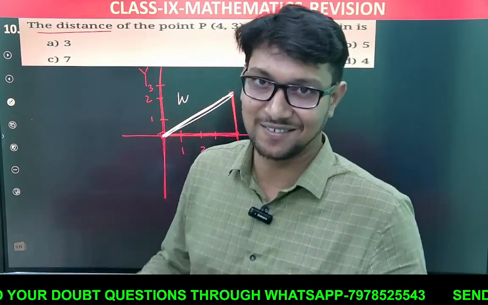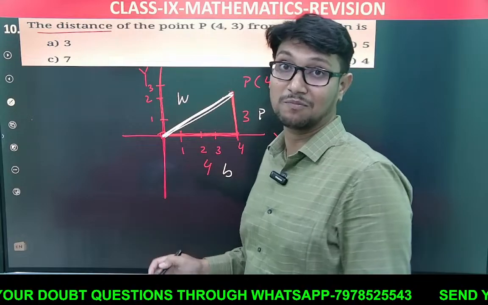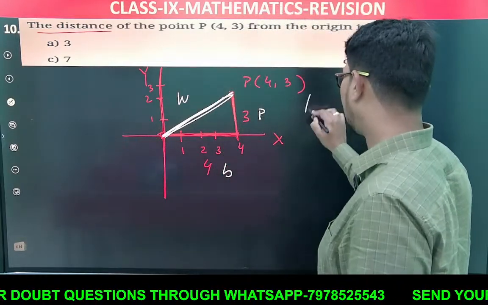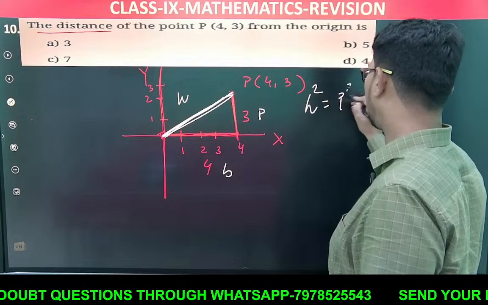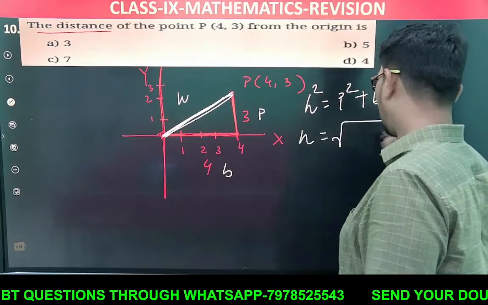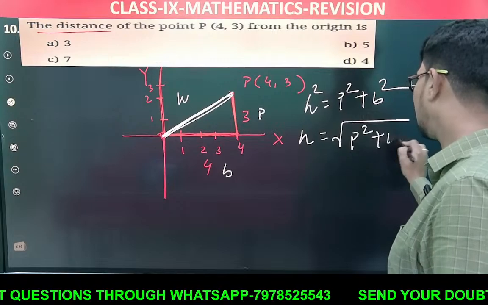You have to look here. This is by Pythagoras theorem. You know what Pythagoras theorem is: H square is equal to P square plus B square. So H is equal to the square root of P square plus B square.